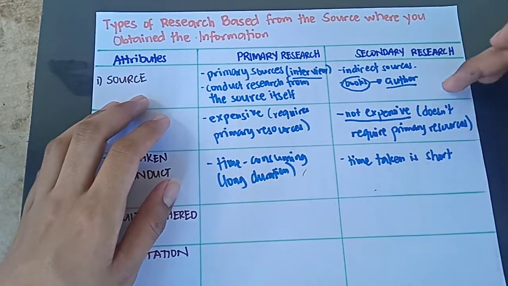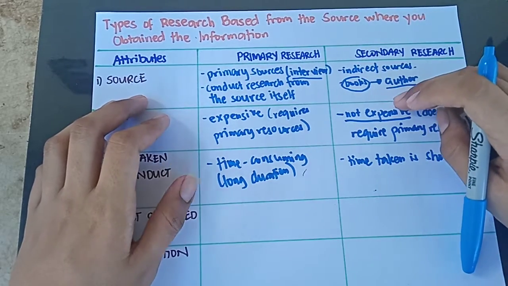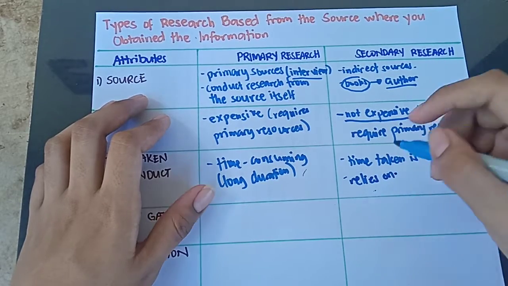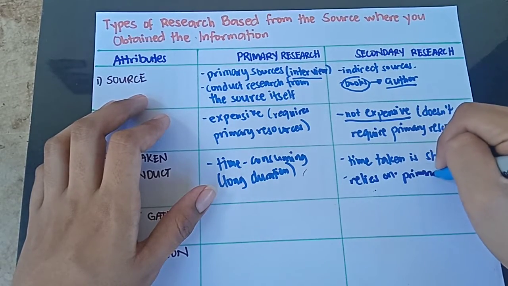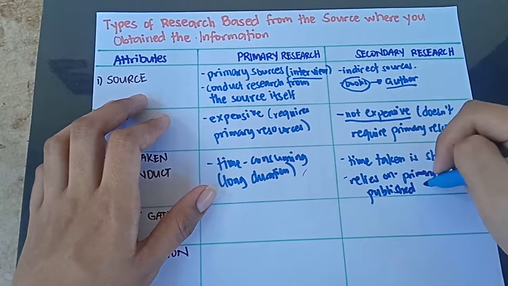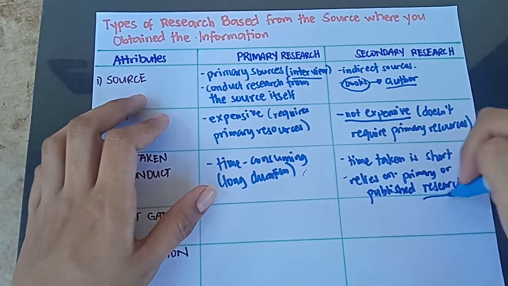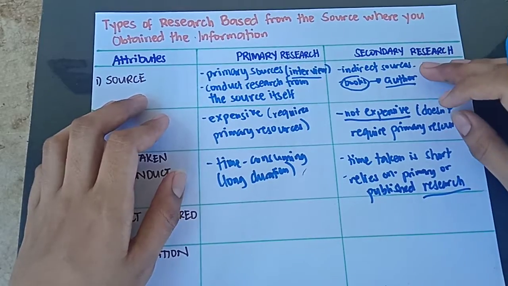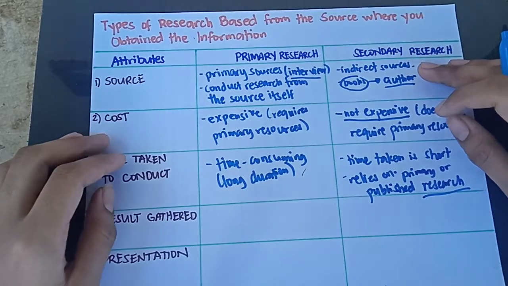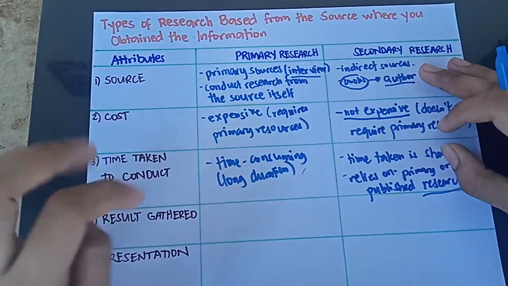While in secondary research, it is only one click away. It is only one read away. Because it relies on published researches already. Meaning to say, you do not have to conduct a research anymore to get the information. You just have to browse for it. That is why the duration of secondary research is much shorter than primary research.